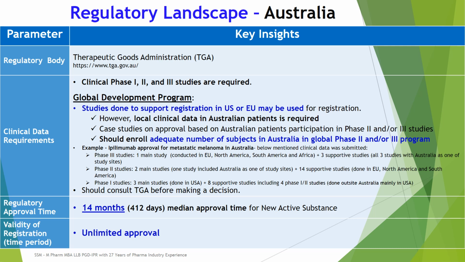There are case studies on approval based on Australian patients' participation in phase 2 and or phase 3 studies. One should enroll adequate number of subjects in Australia in global phase 2 and or phase 3 program. Below given is an example of approval of ipilimumab for treatment of metastatic melanoma. The below mentioned clinical data was submitted for approval.